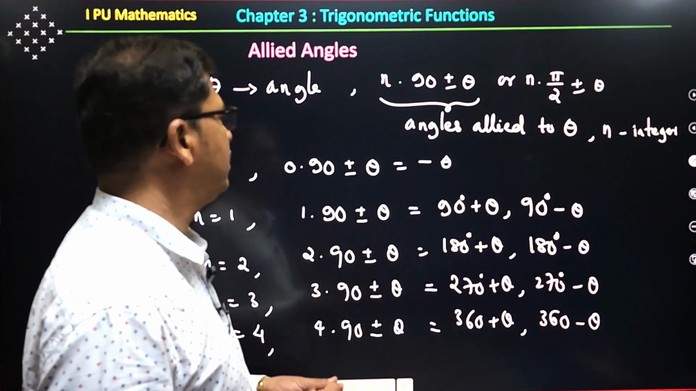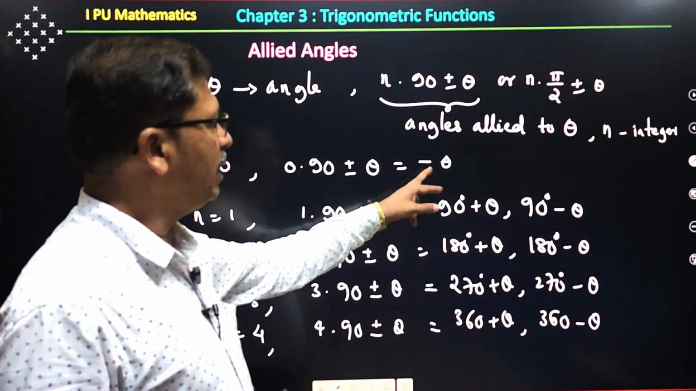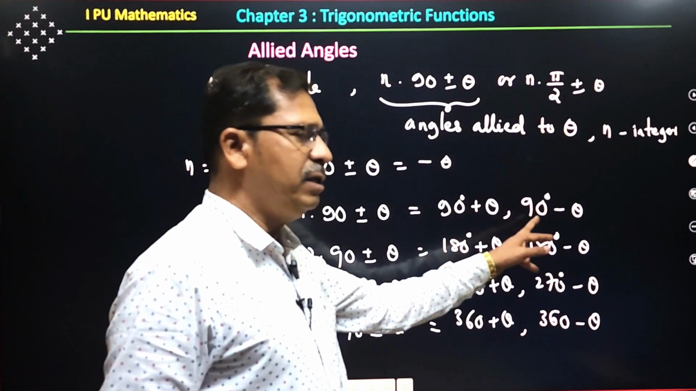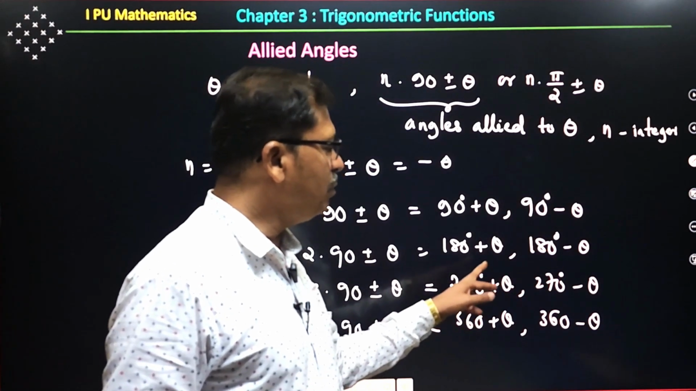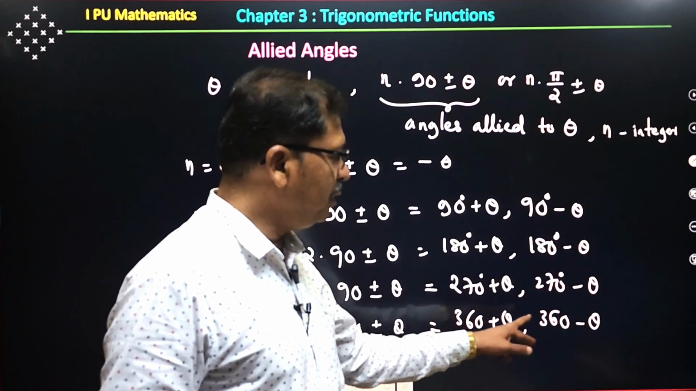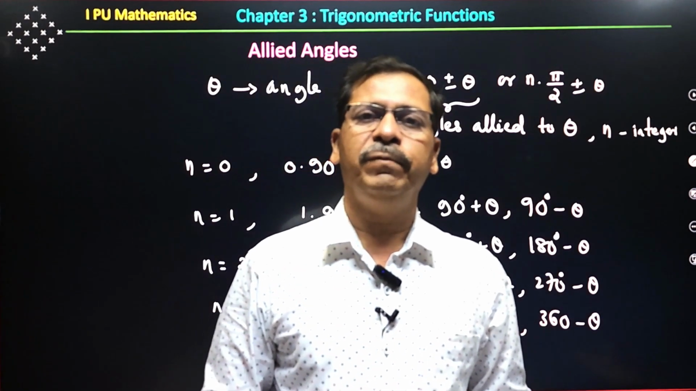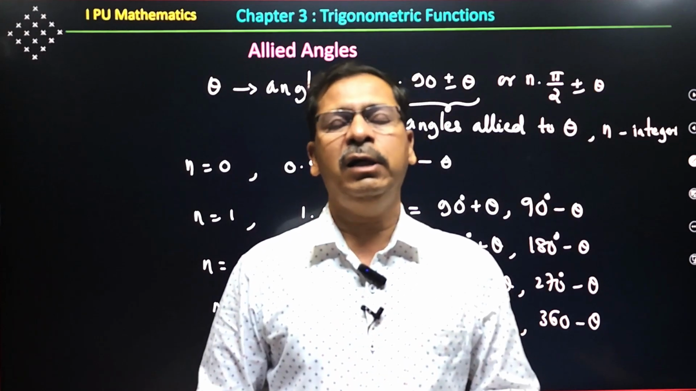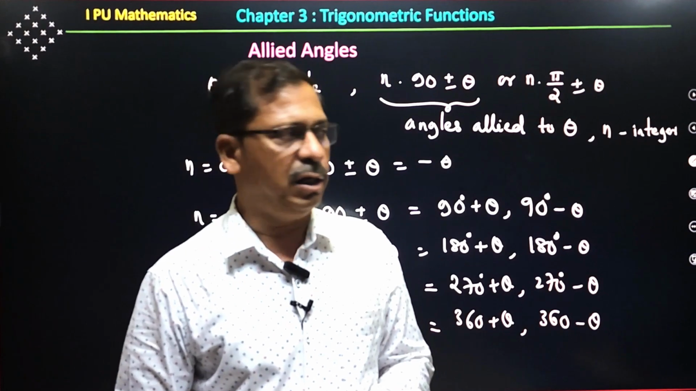These are circular functions. So basically, how many standard allied angles do you count here? Minus theta first one, 90 plus theta second one, 90 minus theta third one, 180 plus theta fourth one, 180 minus theta fifth one, 270 plus theta sixth one, 270 minus theta seventh one, 360 plus theta eighth one, 360 minus theta ninth one. So as far as your study limit is concerned, you are mainly bound to study these 9 allied angles. You must be able to define the trigonometrical ratios of all these 9 allied angles.